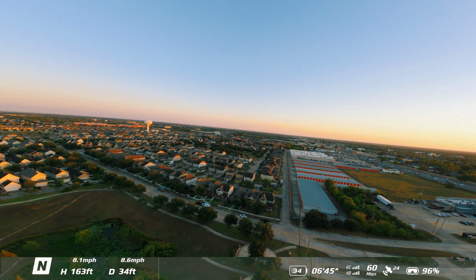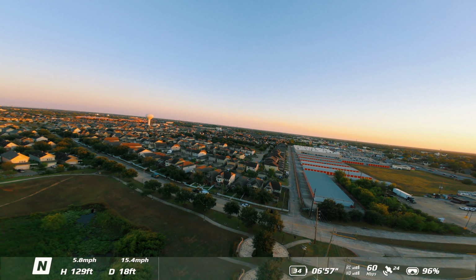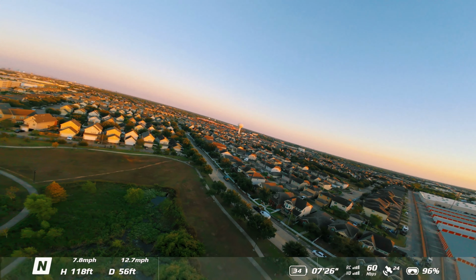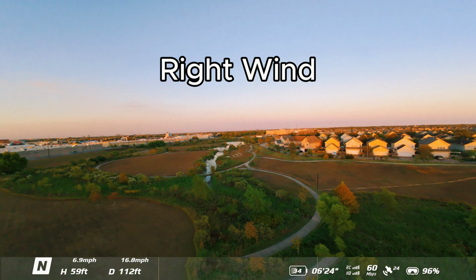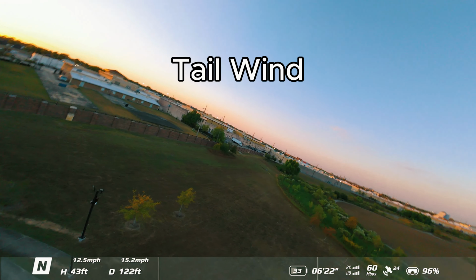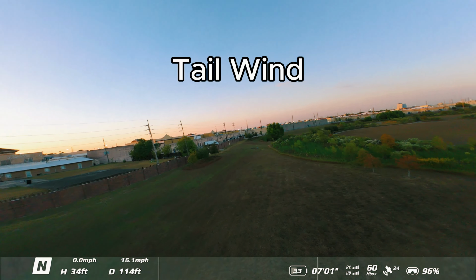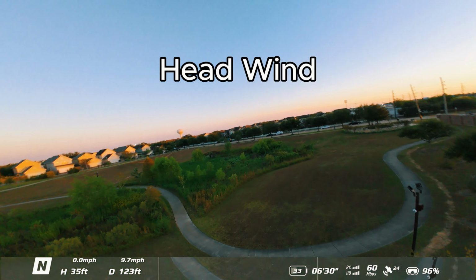So when I start flying and I do anything, I'll compensate for that wind. If I'm flying like this, I know the wind is coming from my right hand side, the wind is in my tail, and this is a headwind.